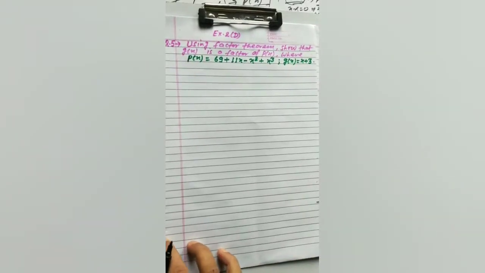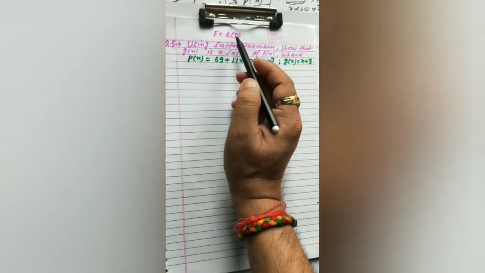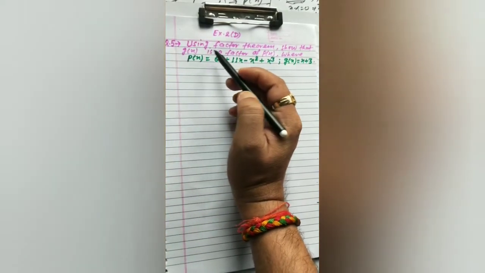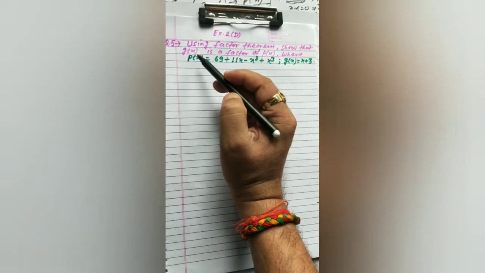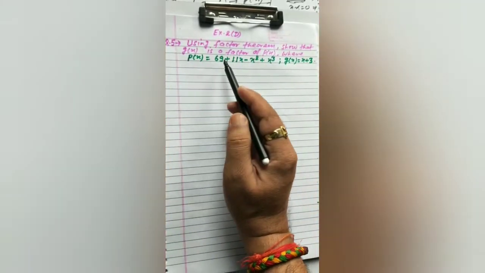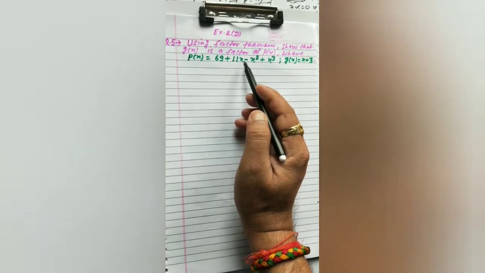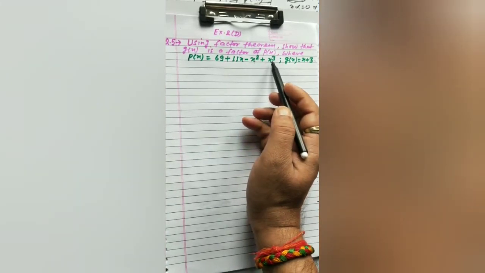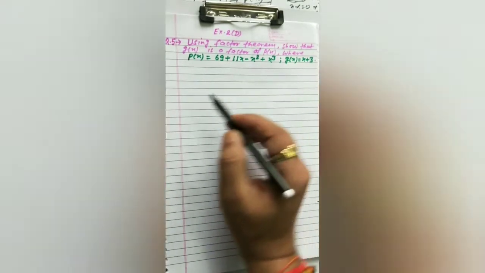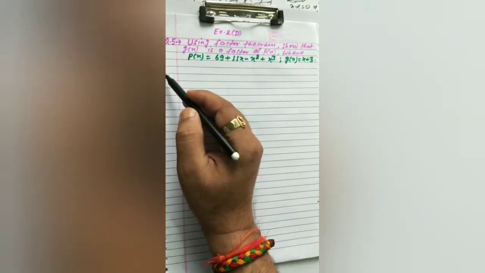Now let us see question number 5 of your exercise 2D. And your question is, using factor theorem, show that g(x) is a factor of p(x) where p(x) is 69 plus 11x minus x square plus x cube and g(x) is equal to x plus 3. So let us solve it.